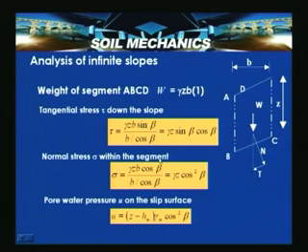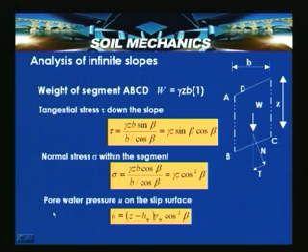Normal stress sigma within the segment can be given as sigma is equal to gamma Z cos beta, that is the normal force, divided by B by cos beta, that is this area. So gamma Z cos square beta is the normal stress sigma within the segment.